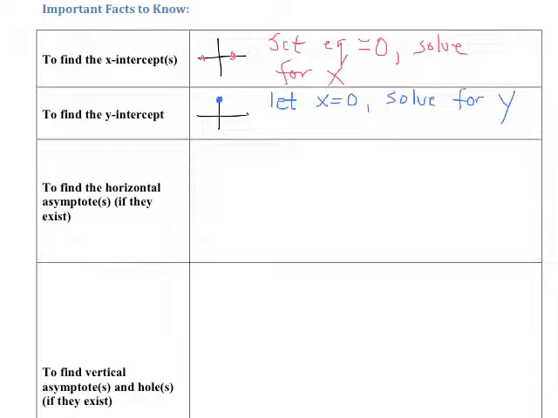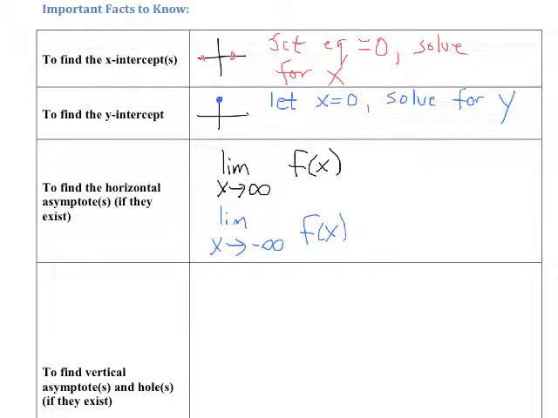To find horizontal asymptotes, if they exist, remember a horizontal asymptote is what the function approaches as x goes to infinity. So you're going to take the limit as x goes to infinity for the function, and you'll also need to take the left one, so as x goes to negative infinity for the function. There does not necessarily have to be one. It's possible that there is one or even two horizontal asymptotes.